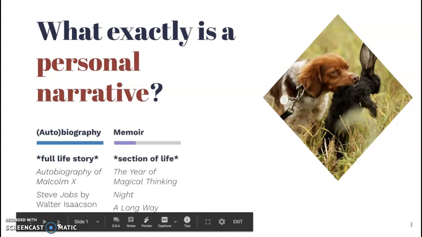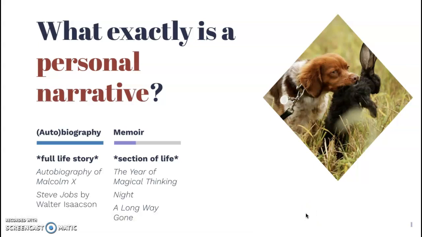A memoir is a little bit shorter. It takes a section of someone's life. So it takes a briefer period of time from someone's life. So, for example, A Long Way Gone by Ishmael Beah was about his time as a child soldier in Sierra Leone. That is an example of a memoir.